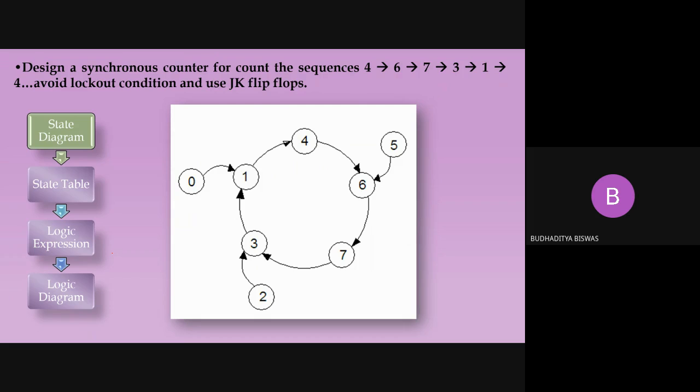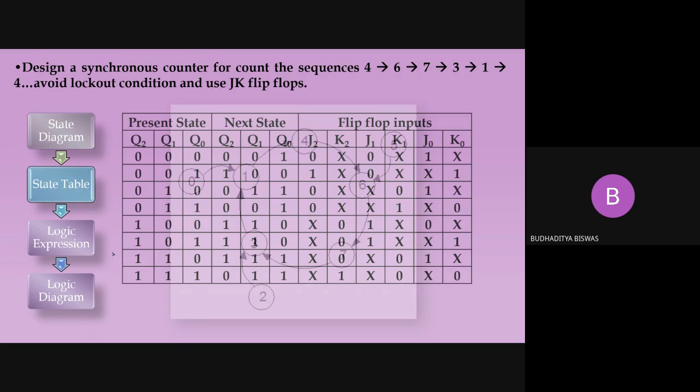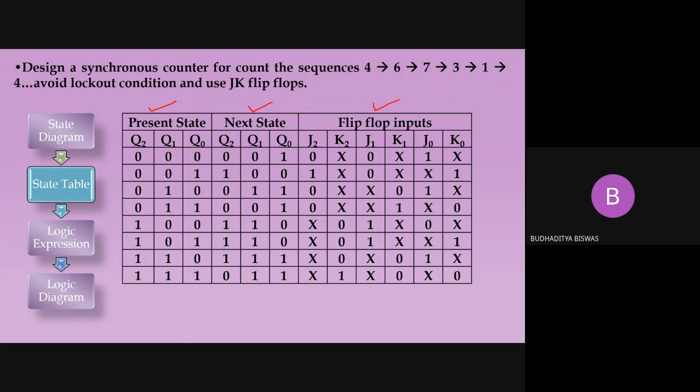Yes, sir. Next is the state table. This is the state table. State table means first is the present state, then the next state, and then the flip-flop input. As the maximum state is 7, we need only 3 flip-flops, flip-flop 0, 1, and 2. And these are the outputs of the flip-flops Q0, Q1, Q2. This is the present state. Present state means all possible combinations from 0 to 7. So we need to write it in the first 3 columns.